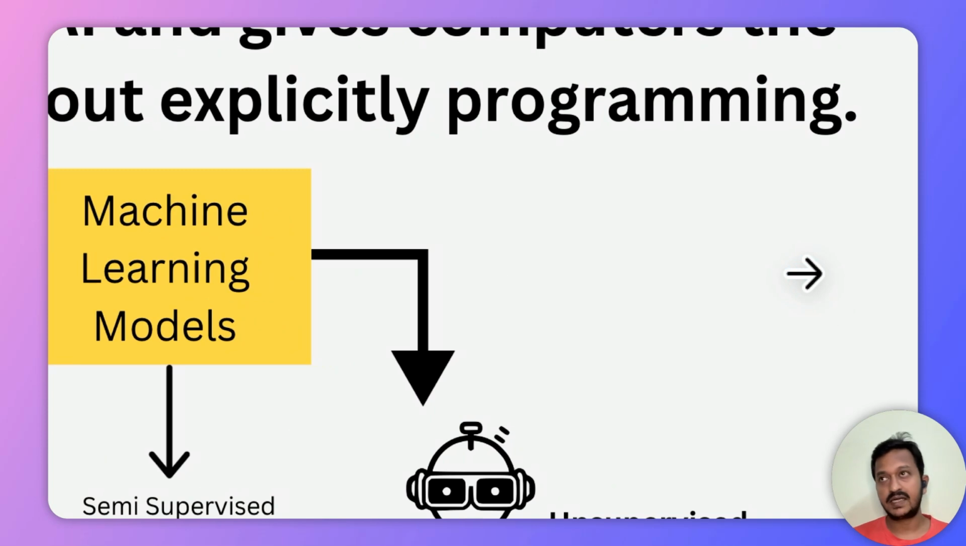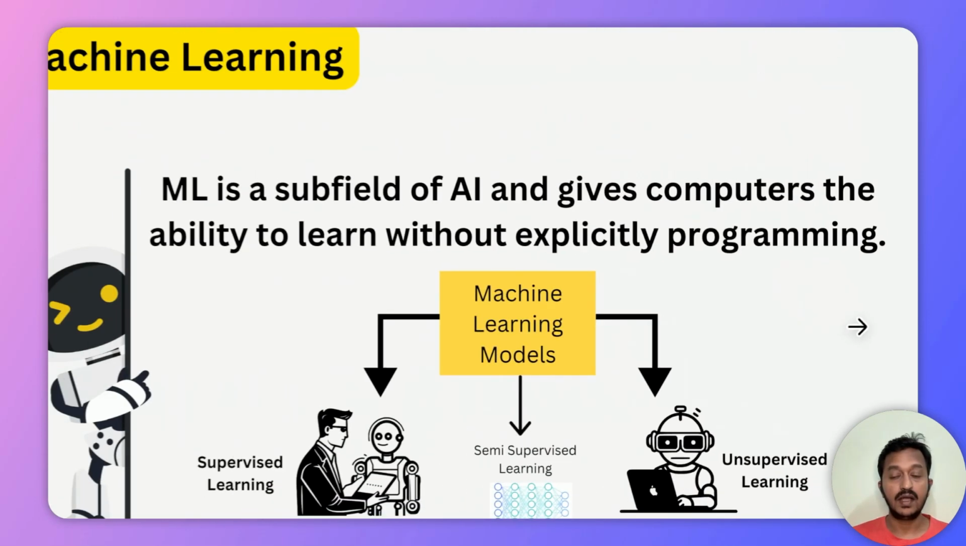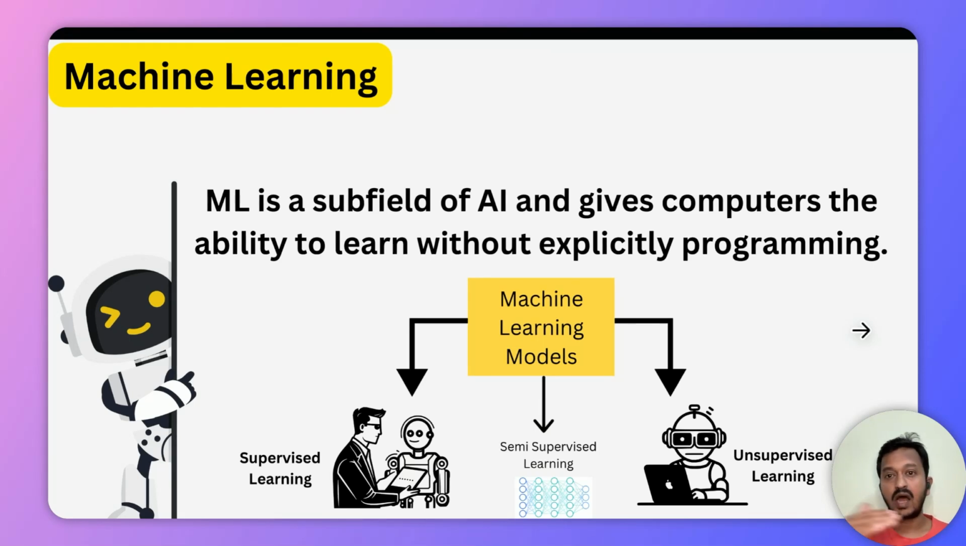So yeah, let's get back to the different layers we were talking about, right? One of the layers in artificial intelligence is machine learning. So how do machines learn? It's basically using machine learning techniques. ML is a subfield of AI and gives computers the ability to learn without being explicitly programmed.